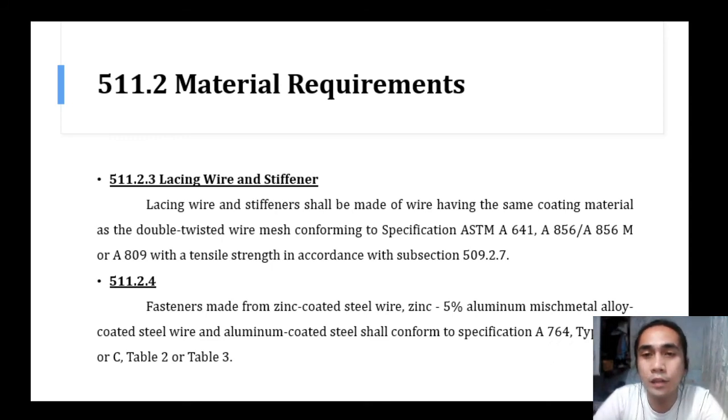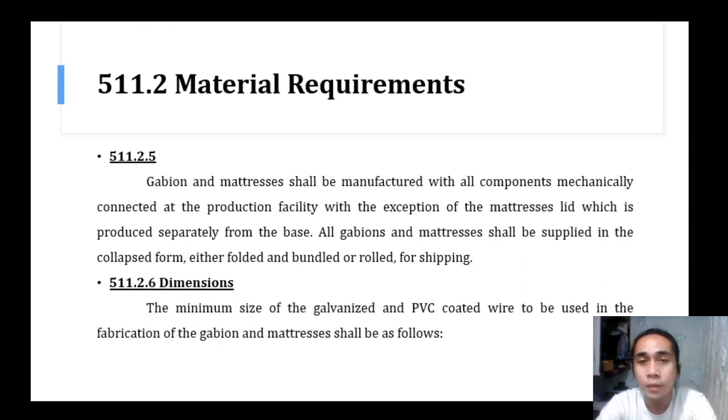So 511.2.3, Lacing wire and stiffener. Lacing wire and stiffener shall be made of wire having the same coating material as the double twisted wire mesh conforming to specification ASTM A641 or A856 or A856M or A809 with the tensile strength in accordance with subsection 509.2.7. 511.2.4 Fasteners made from zinc coated steel wire, zinc-5% aluminum mischmetal alloy coated steel wire, and aluminum coated steel shall conform to specification A764 type A, B, or C, table 2 or table 3.